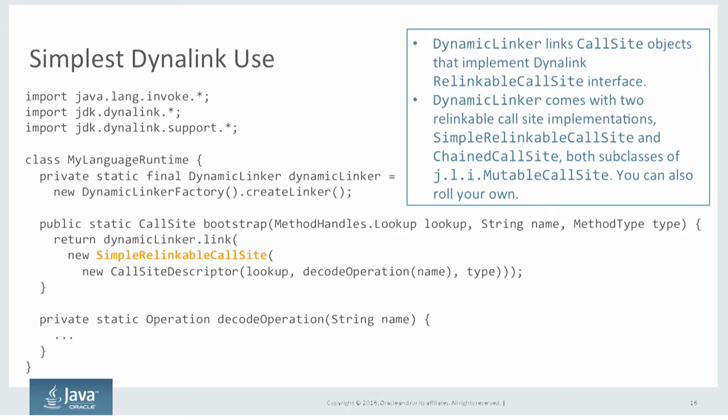On the other hand, there's a chained call site, which is polymorphic, and this one builds internally a linked list of guard with test handles that is growing as new targets are encountered. So each time the cache misses, there will be a new addition to this list up to a certain degree. Volatile call sites are not offered by Dynalink. It's not part of the system.